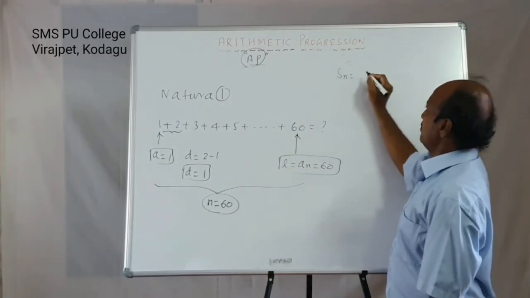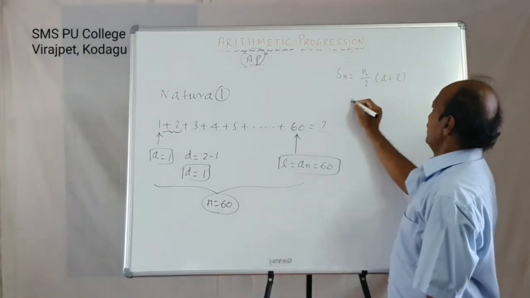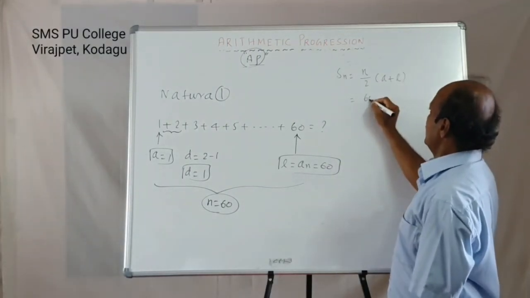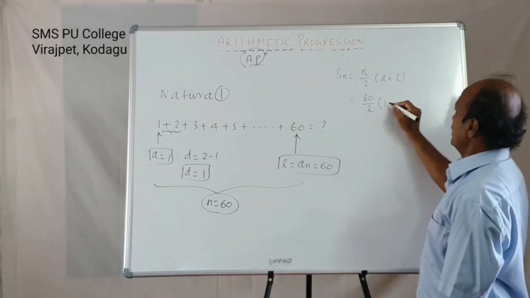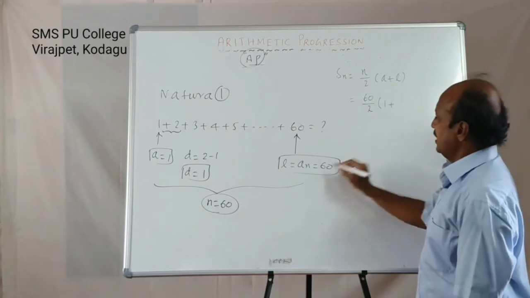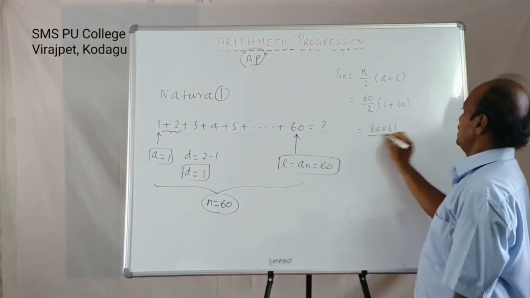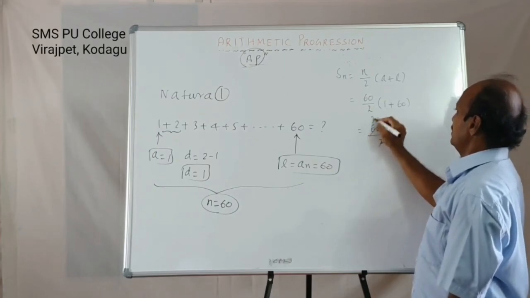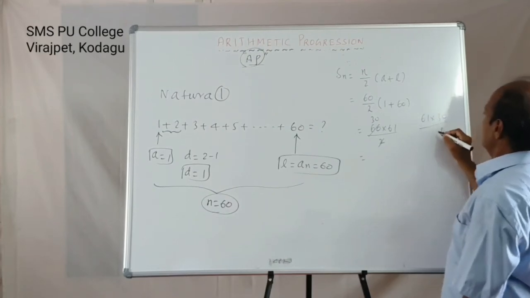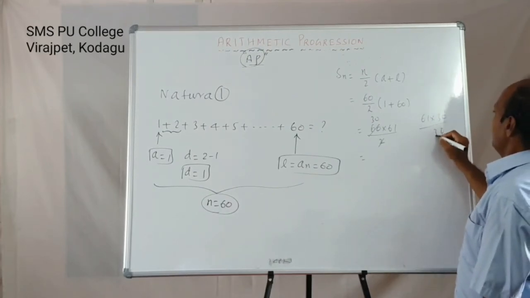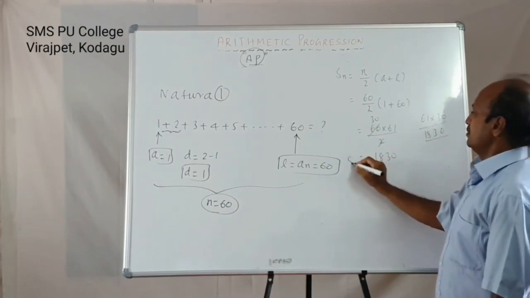First, let us derive the formula. Sn is equal to n by 2 of a plus l. What is the value of n? n is 60. The value of a is 1. What is the value of l? It is 60. Therefore, what will we get? 60 into 61 by 2. This is nothing but 30 into 61, which is 1830. This is known as Sn.